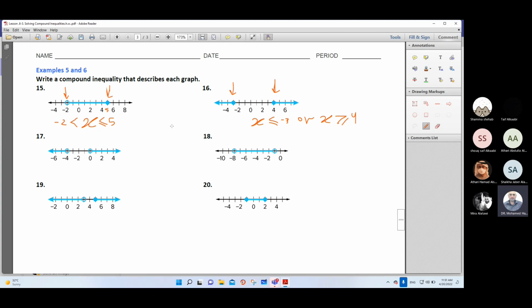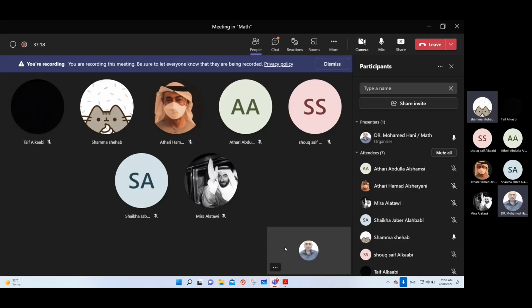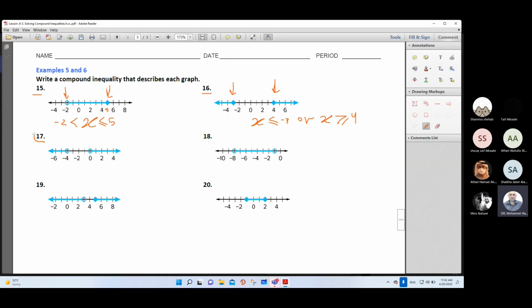Who has any question about exercise number 15 and 16? Are the exercises clear for all? Can you hear me, girls? Yes. Okay. Now I want all of you to try to solve number 17, please. Then send me your solution in the message. Start, please.